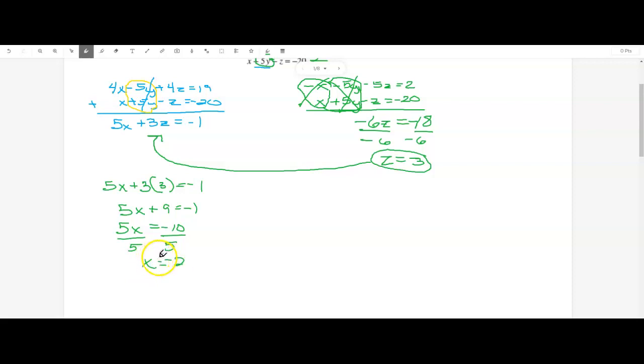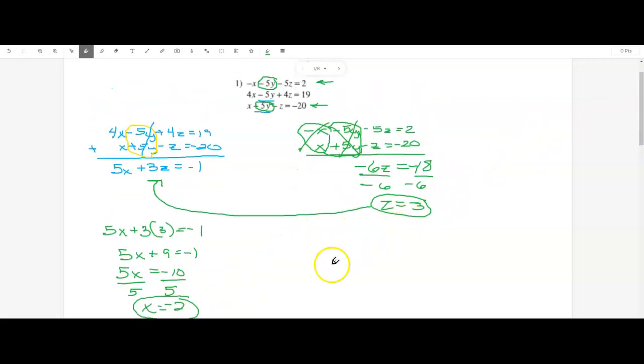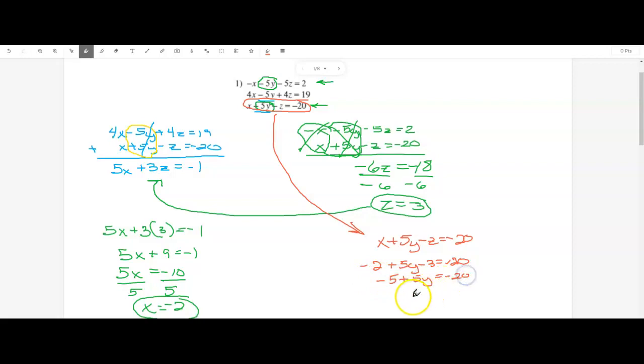So now I know x and I know z. Now all I have to do is plug in to find y. So I'm going to pick one of my equations to plug that into. I'm just going to use this last one just because. I'm going to bring that down, where x plus 5y minus z equals negative 20. So negative 2 plus 5y minus 3 equals negative 20. So negative 5 plus 5y equals negative 20, which means that 5y equals negative 15, and y equals negative 3.